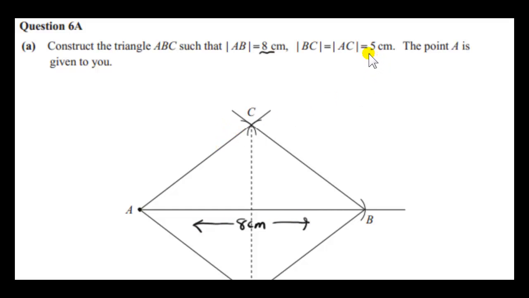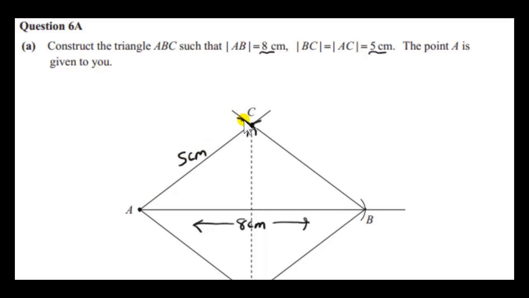Next we can set the compass to 5 centimeters. Put the compass point at A, and draw an arc whose radius is 5 centimeters. With the same extension on the compass, we put the compass point at B and draw a second arc. Okay, so the second arc also has a radius of 5 centimeters. Next we join A to the intersection of the two arcs. So this distance will be 5 centimeters.